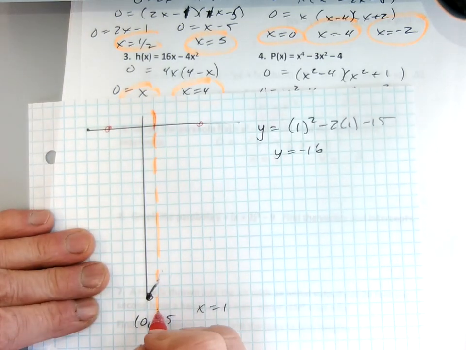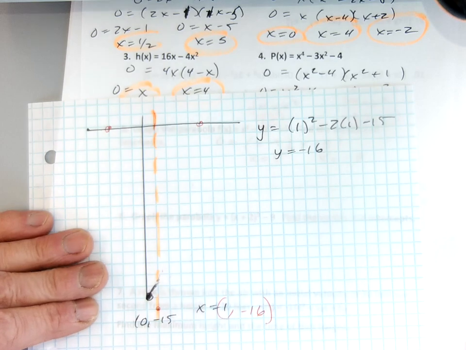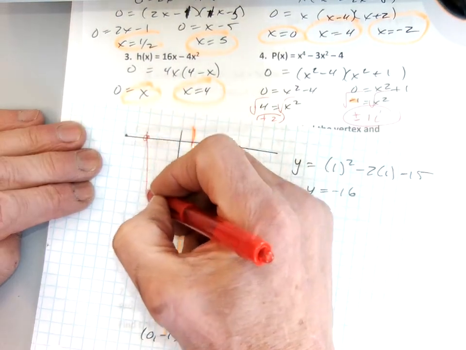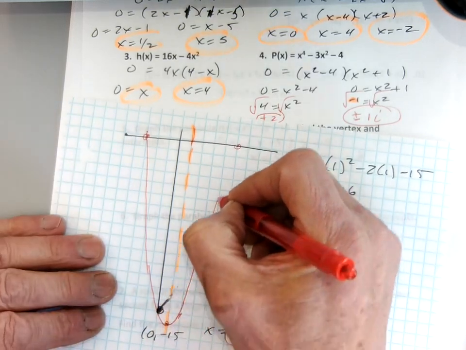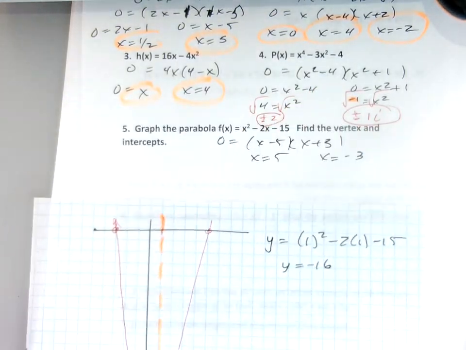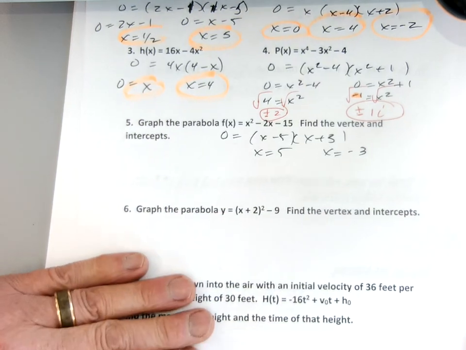It's going to be here. My vertex is at 1, negative 16. And then I can graph it. I can just go ahead and I got another one here, and there we have it. Okay, got it. My vertex, my intercepts, and I'm done.